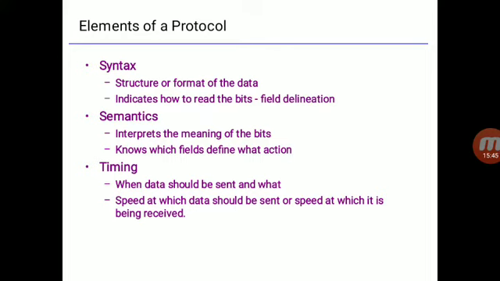And timing is when the data should be sent, at what speed it should be sent, and the speed at which it should be received. The best example is when we say that the speed is 1 megabit per second, so we say 1 Mbps. That means our data is sent at 1 megabit per second. Mega means 10 raised to 6, so 1 mega means we can send 1 into 10 raised to 6 bits per second. That is the speed of our data transmission.